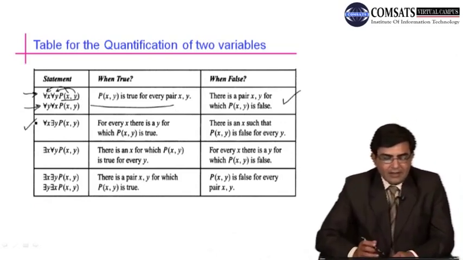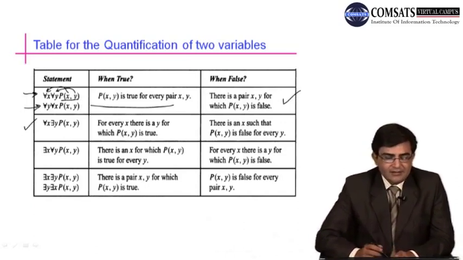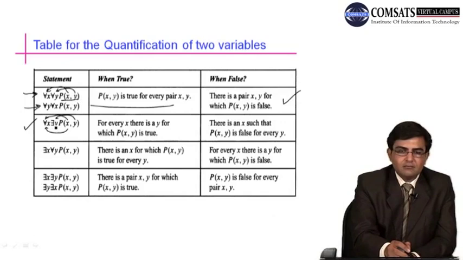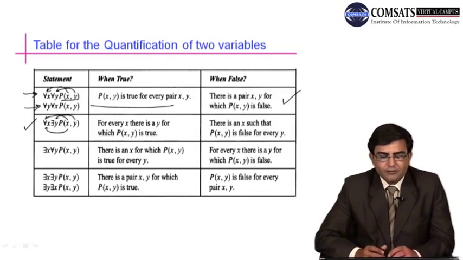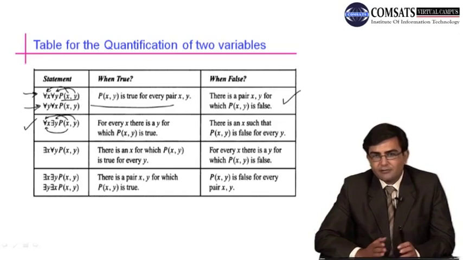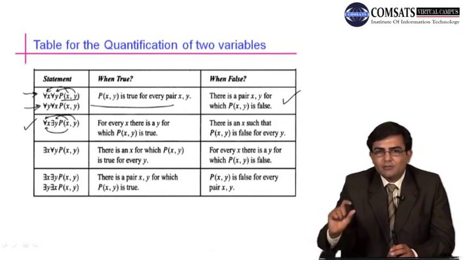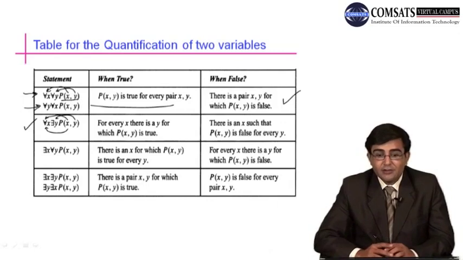Now this statement, for all x there is y, P(x, y). When will this statement be true? It must be true for every x and for at least one y, because for x we have for all and for y we have there is some y, for at least one y. So for every x there must be a y for which P(x, y) is true, meaning for all x, if we choose x one by one, there must be some y, at least one y, for which P(x, y) is true. Then this statement will be true.